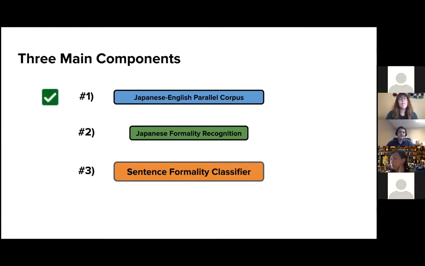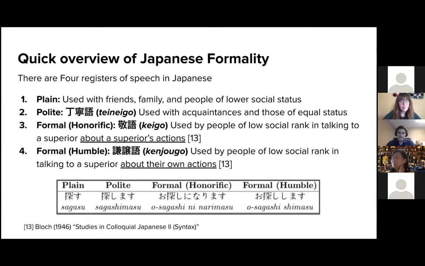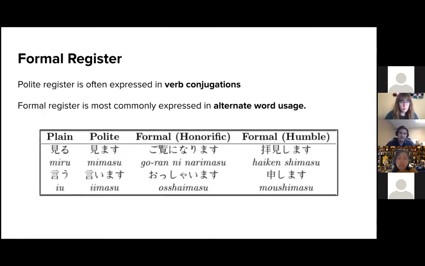Cool, so quick overview of Japanese formality. I talked a little bit about this before, but let's talk about it more formally here. So there are four registers. There's the plain register, used with friends and family, or informal. There's polite, which is used with acquaintances. And then there are the two formal registers. At the bottom, you can see the conjugations of verbs. These are usually expressed in verbs. The polite register is often expressed by conjugations of verbs or different forms. So miru, which is to see, goes to mimasu. Iu, which is to say, goes to iimasu.